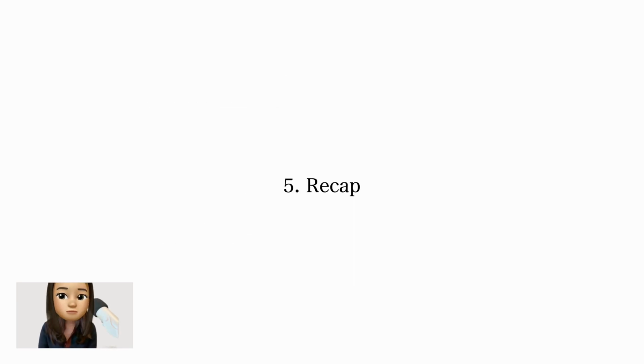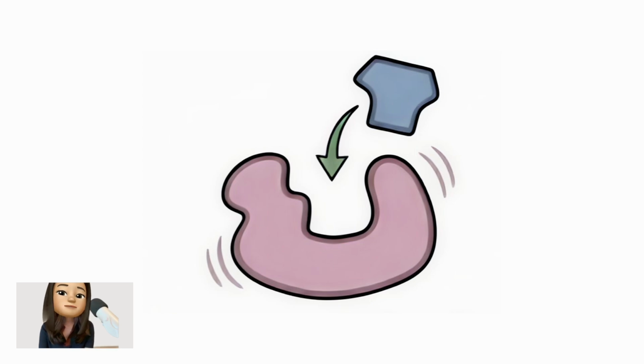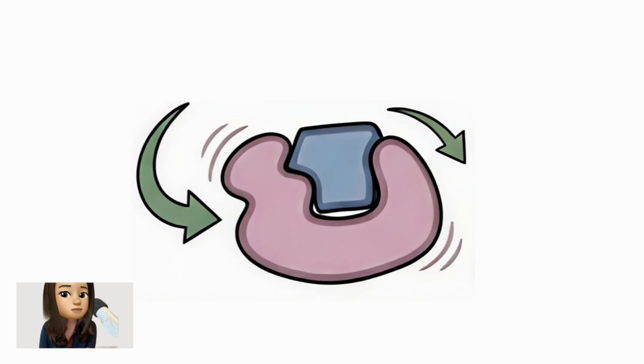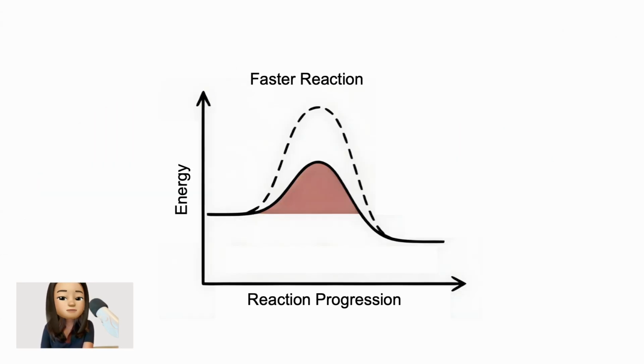Okay, let's do a quick recap. So, if you strip everything down, induced fit is really just this. A substrate binds to an enzyme. That binding triggers a shape change. The shape change makes the active site better at stabilizing the transition state. And that's what speeds up the reaction.